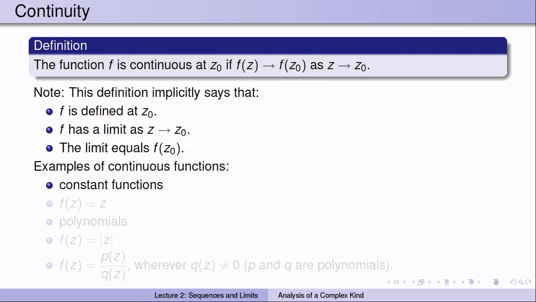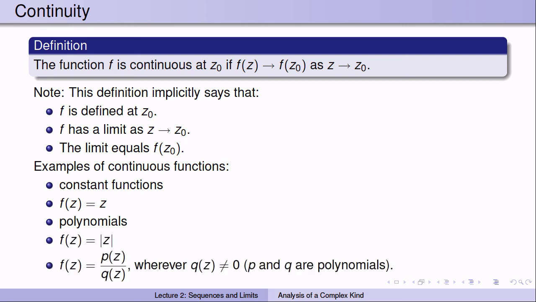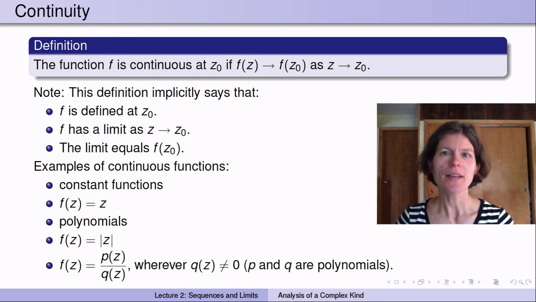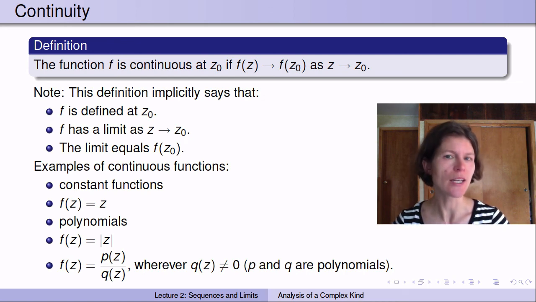Examples of continuous functions are constant functions, the function f of z equals z, polynomials, f of z equal to the absolute value of z, and f of z is a polynomial divided by some other polynomial, but you can only look at points where the denominator is not zero, because otherwise you'd be dividing by zero, and then you would not have a limit. So that's enough for today. For the next lecture, we'll finally be ready to start talking about Julia sets of quadratic polynomials, which we just learned are continuous functions.